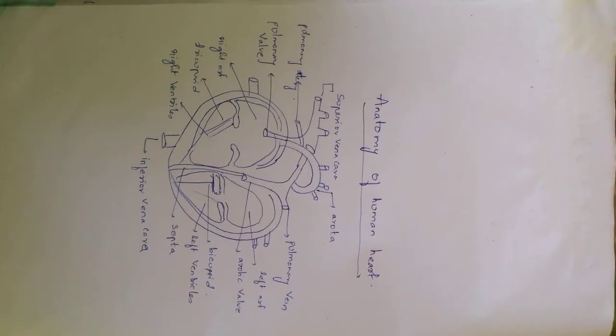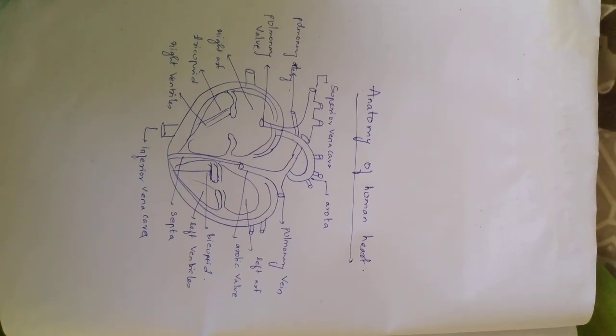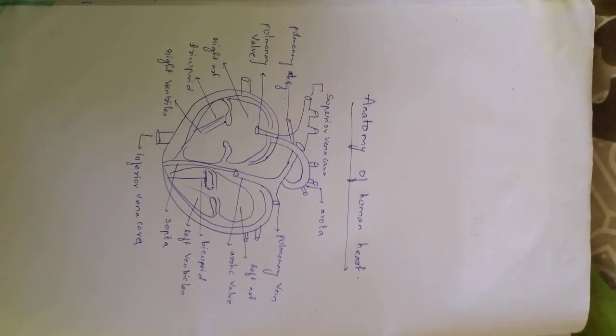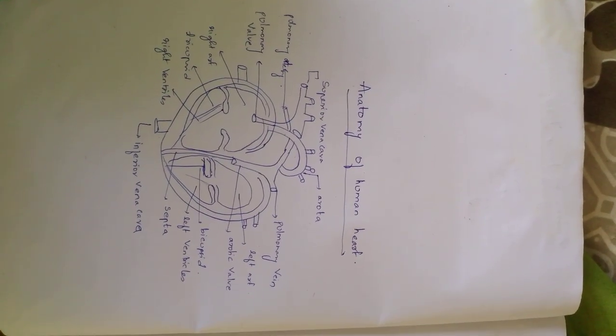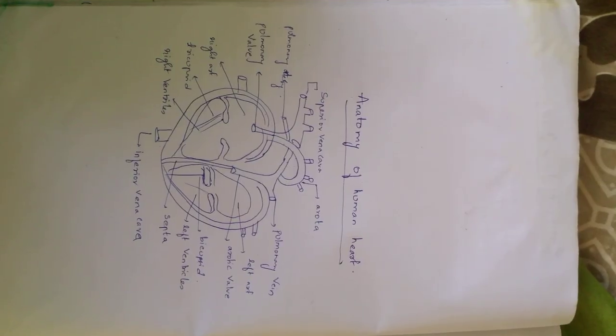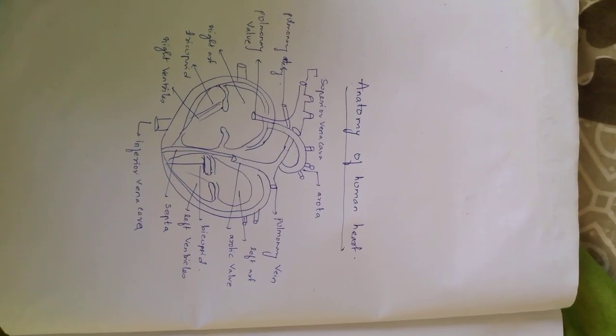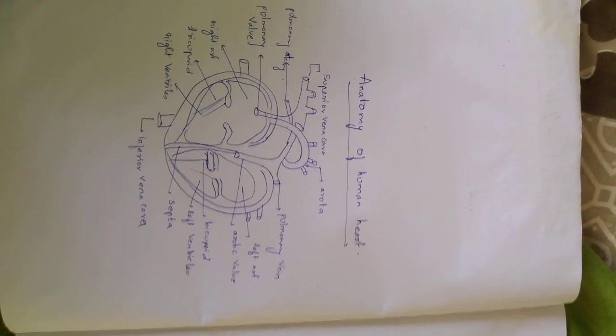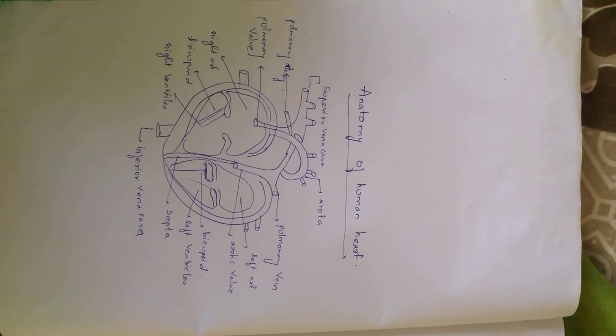The heart has four valves: the tricuspid valve, bicuspid valve, pulmonary valve, and aortic valve. First, we'll speak about the tricuspid valve. The tricuspid valve is located between the right atrium and right ventricle.